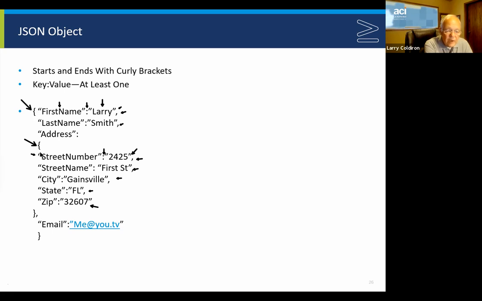But object begins, object ends, a comma is going to separate these things from the next entry in this particular object. And we get down here and then we have the email, and then we're going to close the object. So the objects start and end with curly braces to distinguish them.